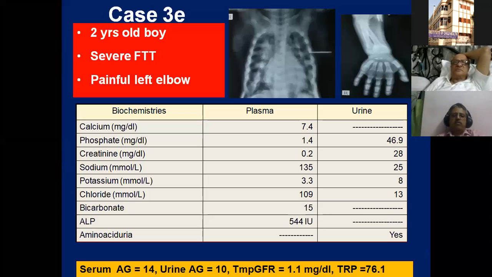This one is a very interesting case. I have presented it before in ICH and other meetings also. This is a child who we saw in ICH only, was in the general ward. So as you can see, florid rickets. You can see the rickety rosary and everything. You want to see in rickets along with the fractures, etc.